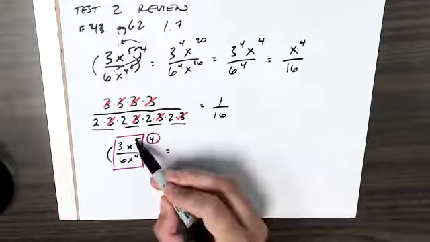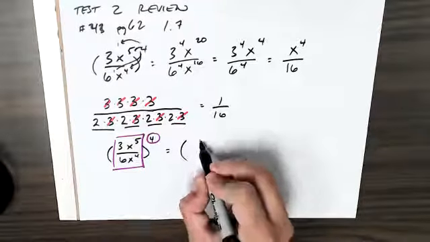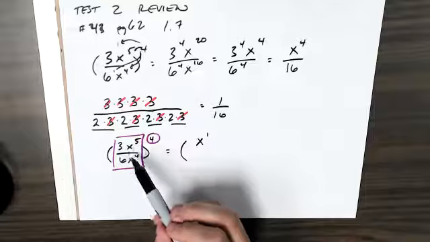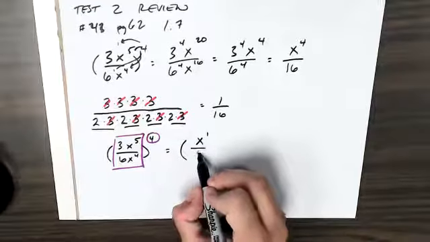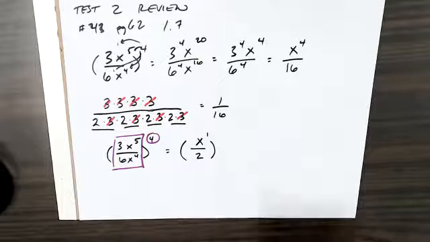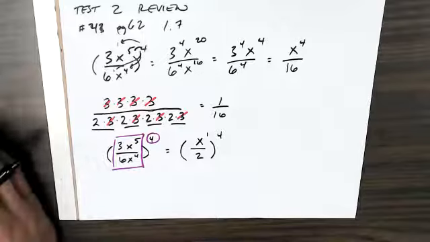So if I did that, I've got x to the 5th on top and x to the 4th on bottom. That's going to leave me with just 1x up top, right? And we know 3 over 6, that's really just 1/2. So I'm going to write it as x over 2, right? Or if you want to write 1/2, that's fine. And then I'm going to raise it to the 4th power.